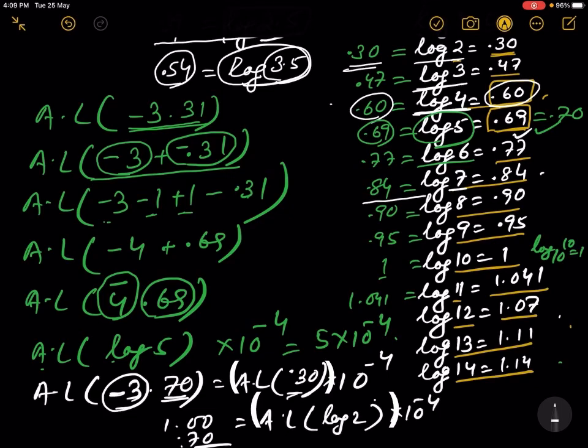Thank you for watching the video till the end. Hope this trick will help you to calculate anti-log and log without using a log table and anti-log table. But here the exact value of log and anti-log cannot be found.